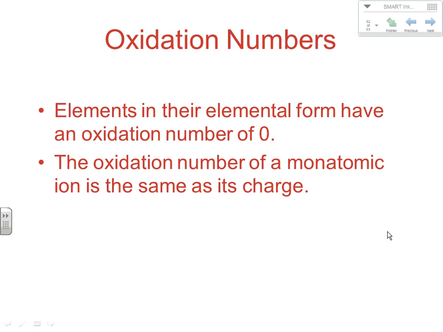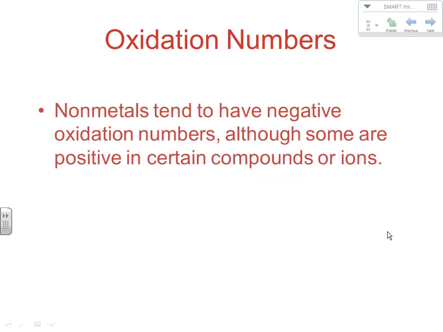So in your neutral, it's 0. So elements in their elemental form, they're neutral, they're going to be 0. And if you are an ion with a charge, that's going to be the oxidation number of that particular species. Now, nonmetals tend to have negative oxidation numbers, although some of them can be positive in certain compounds and certain ions. It just depends on what it's with. But as a general rule, if you see a nonmetal, it's more than likely going to have a negative oxidation number.